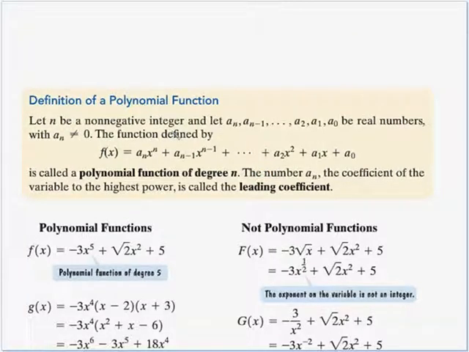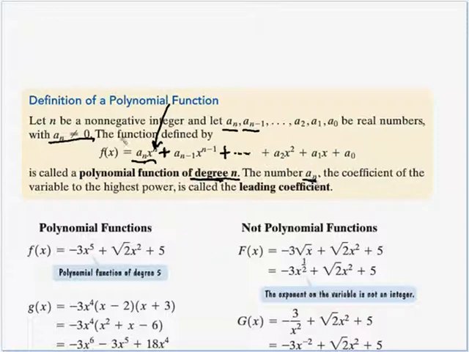Let n be a non-negative integer, and let a sub n minus 1, down to a2, a1, a0, all be real numbers. And the first one, a sub n, cannot equal 0. That's the first coefficient in the line. The function defined by this, we have a sub n, x to the nth power, and then the next term, plus a sub n minus 1, x to the n minus 1 power, plus, and then we'll go on to a sub 2 x squared, a sub 1 x to the first, plus a sub 0. That's just our constant at the end. And this is a polynomial function of degree n. Whatever the highest exponent is, that's the degree of the polynomial.